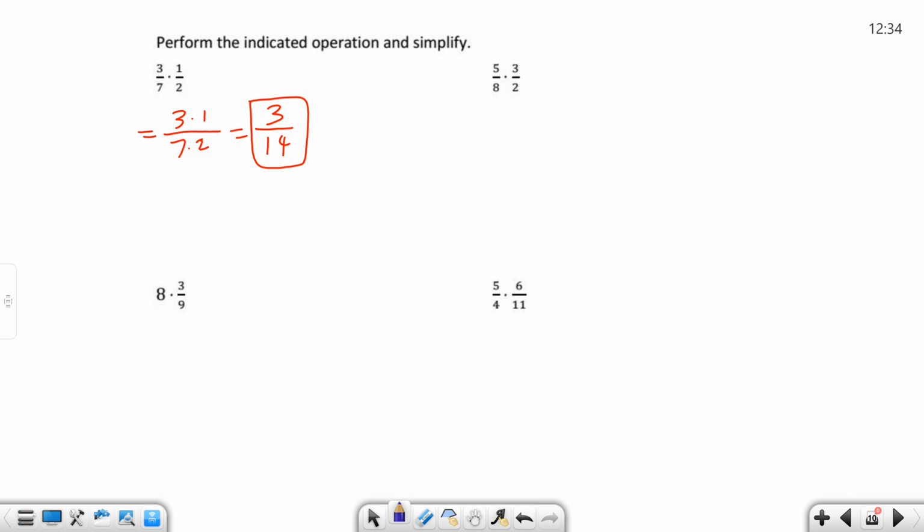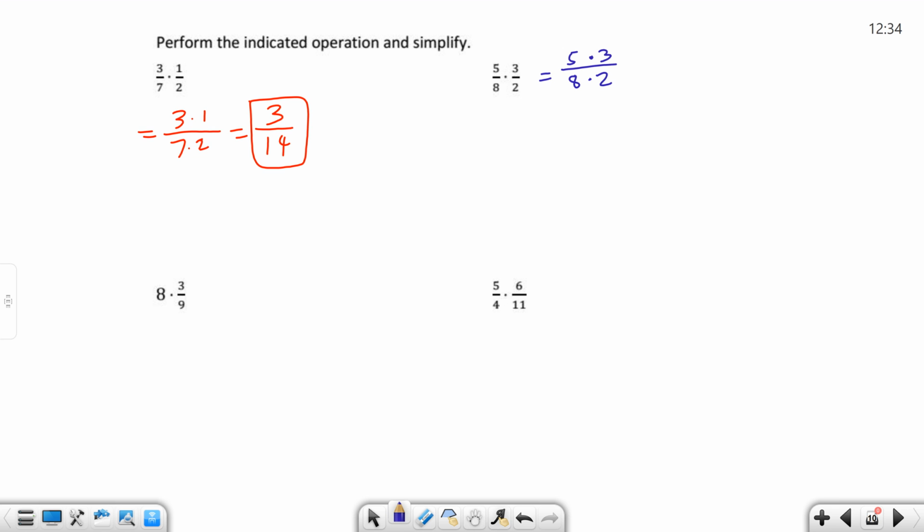So we're going to work across here. 5/8 times 3/2. So if we look at this one, again, I'm multiplying. So I multiply straight across. I say 5 times 3, that's a times, all right, let me fix that all together there. Looks more like a minus than a times. 5 times 3 over 8 times 2.